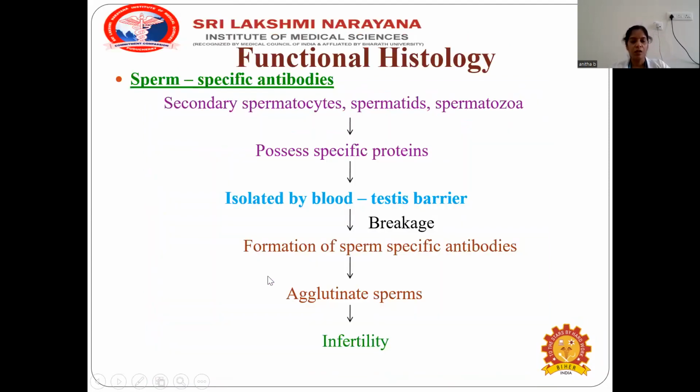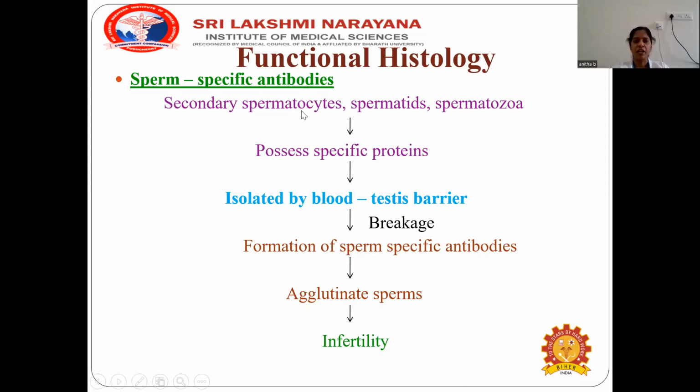Okay. So now we have discussed the histological features of testis, epididymis, vas deferens, prostate, seminal vesicle. Everything is done. Now, a few things we'll know about the functional histology. So in testis, I have already discussed the blood testis barrier. Okay, so we have to discuss the sperm specific antibodies.